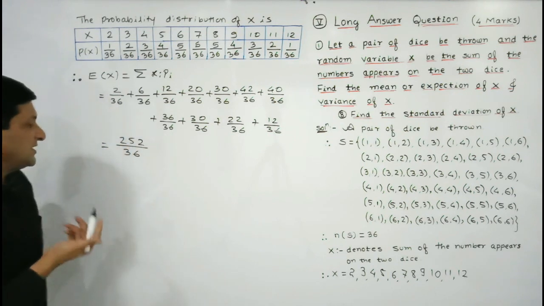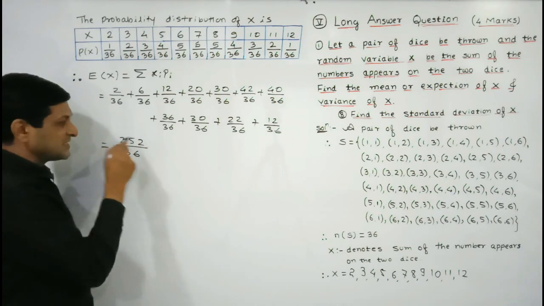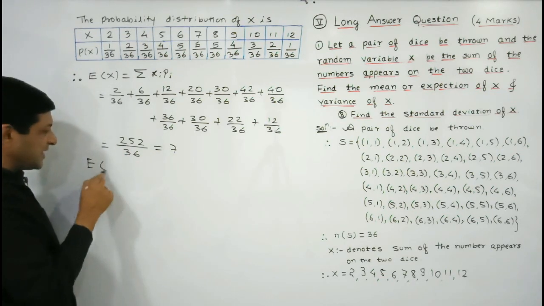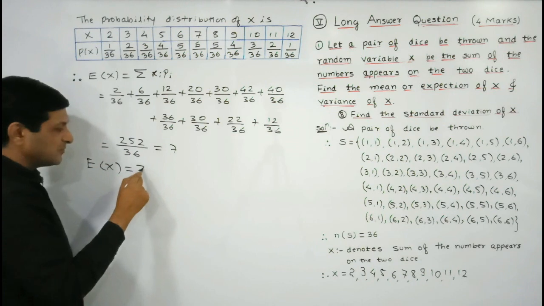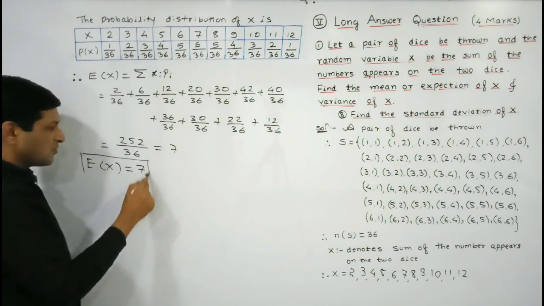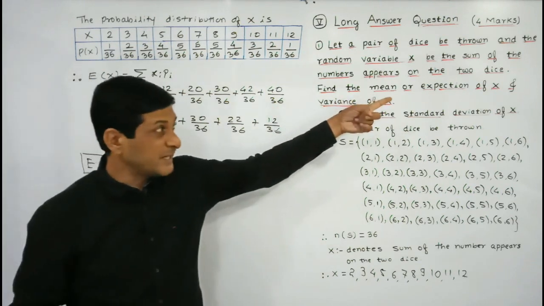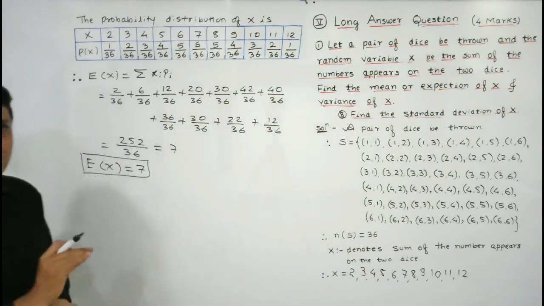So easily here we can observe that 252 upon 36 is 7, which is the first required value, E of x will be equal to 7. In this way we have got our first required value, E of x. E of x means what? Expectation, or we can say that it is the mean.